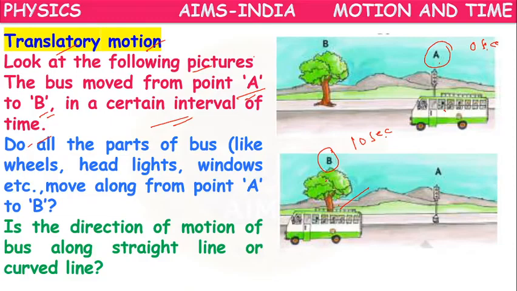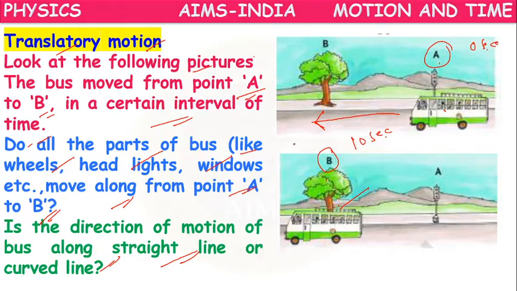Now the question is, do all the parts of the bus, which has parts like wheels, headlights, windows, etc., move along from point A to B? Or is the direction of motion of the bus along a straight line or a curved line? That we have to tell. Now we are saying the bus is moving from point A to point B. Do all parts of the bus move?